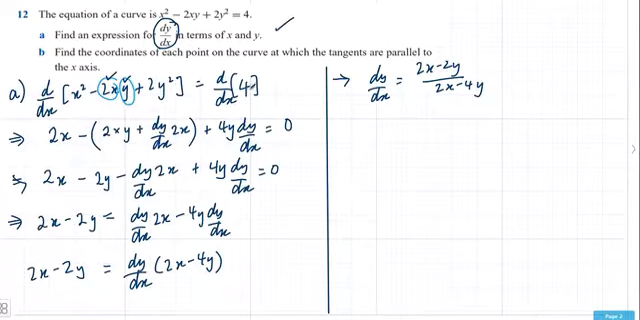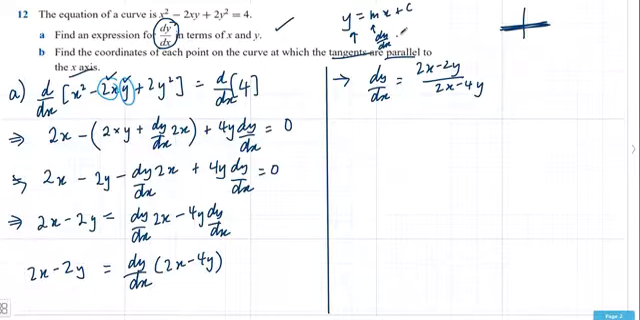Now that's done. The next thing is to find the coordinates of each point on the curve at which the tangents are parallel to the x-axis. Remember that a tangent line is y equals mx plus c, where m is dy/dx. In order for this tangent to be parallel to the x-axis, it's going to be horizontal. So that means that your derivative is 0, or your m is 0, because you want a flat line. So for part B, we're going to set the derivative, which is m, equal to 0.